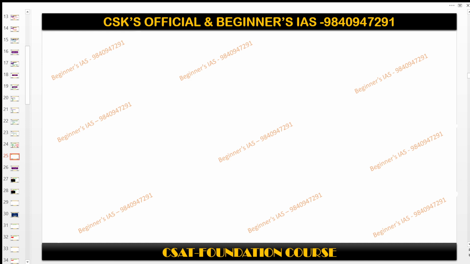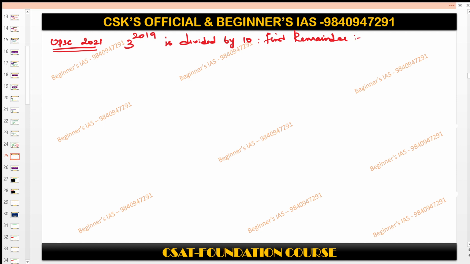So now listen. This was asked in UPSC 2021, dealing with higher powers. 3 power 2019 is divided by 10. Find the remainder. Good question. This can be done in many ways. I will tell you the best method.